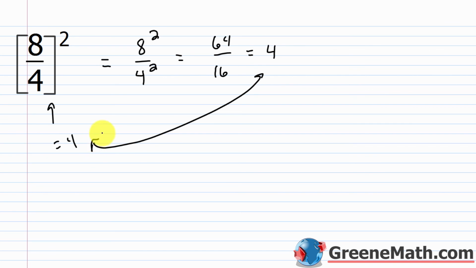And of course it should be. This should be mathematically equal to this. And when we go through and do the simplification in this manner, we get 4. We go through and do it the original way where we divide 8 by 4 to start, then raise it to the 2nd power, we also get 4. So again, it's the same either way.